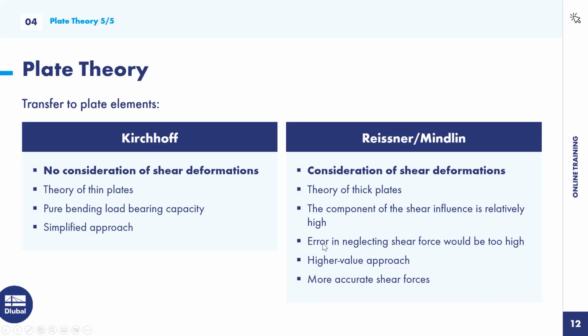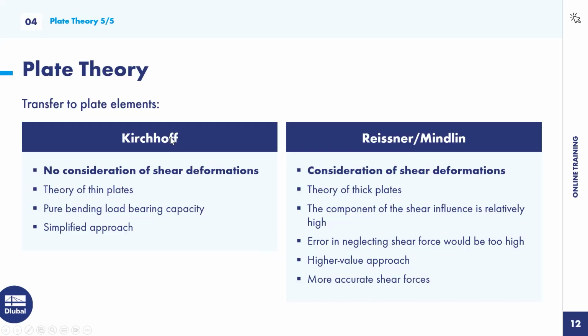Here it's phrased a little bit differently. It says, if we would use the Kirchhoff theory, we would have an error in neglecting shear force. That means we need to use this, because the error would get too high with the neglect if we don't use it. Okay, so this is the more accurate and better approach. There's the Reissner-Mindlin theory, just stay with it.